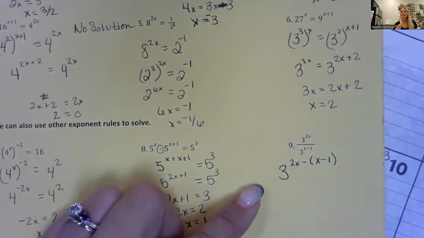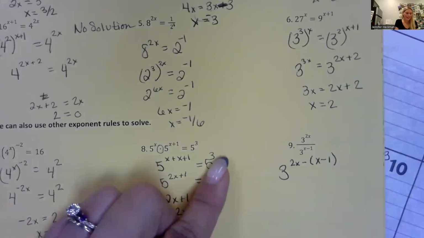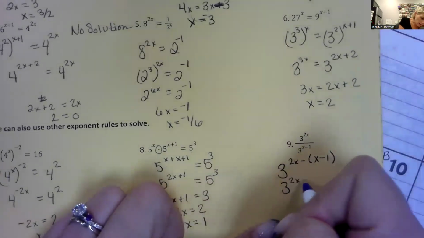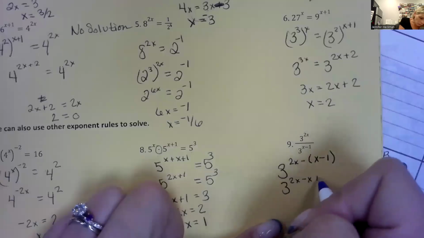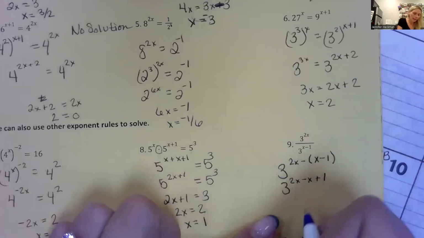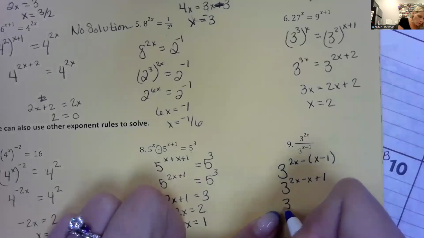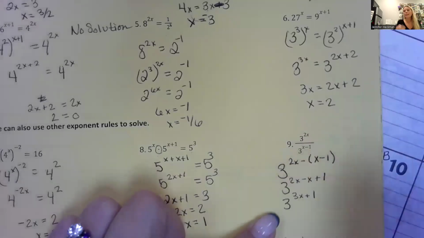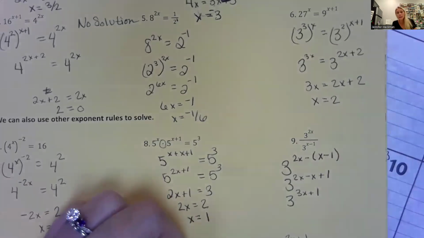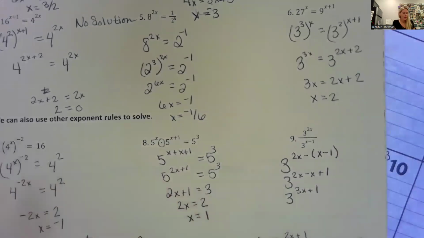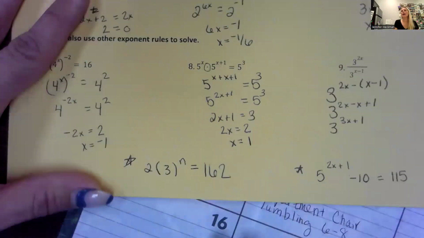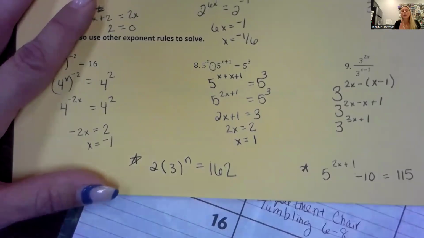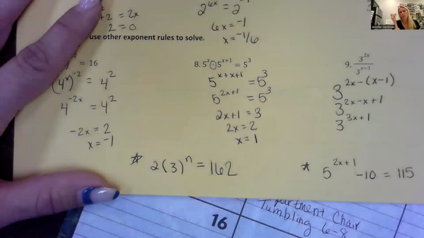Because I'm going to have to distribute that negative out. So this is 3 to the 2x minus (x plus 1). Now I'm going to combine like terms. So 3 to the 3x plus 1. And we stop right there because we're not solving, we're just simplifying it, okay? These 2 questions I'm adding in because there's an extra step. I want to make sure we go through it.